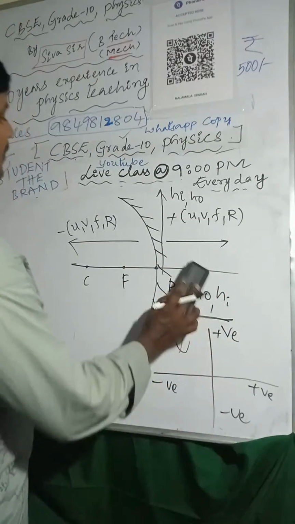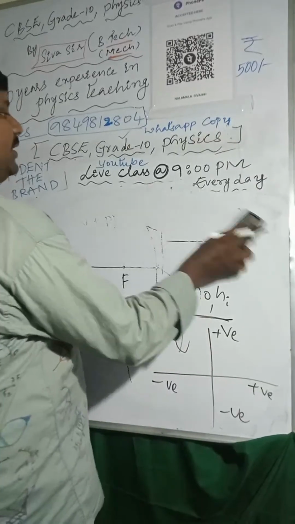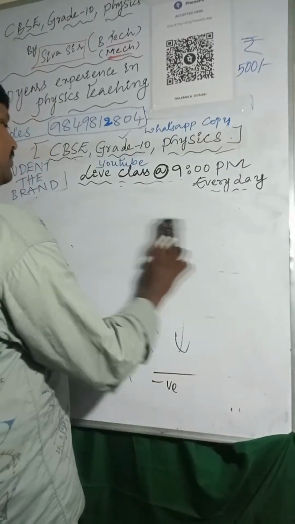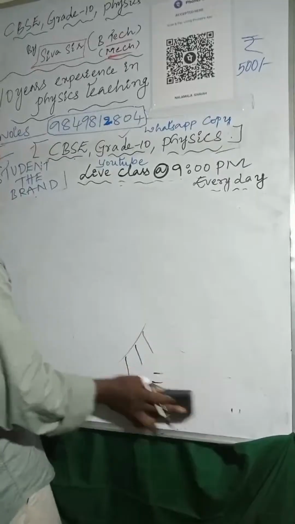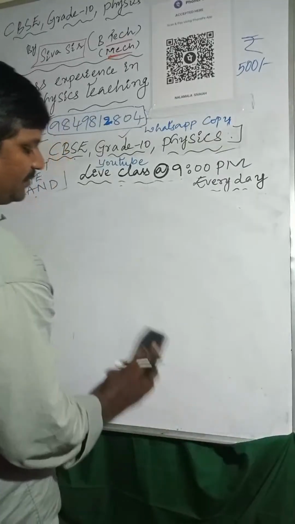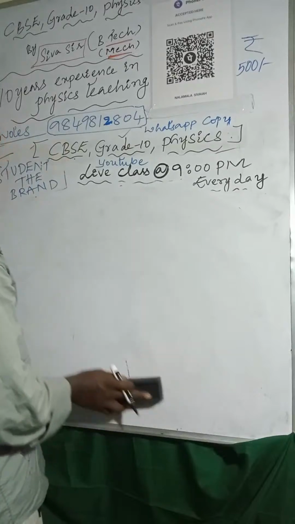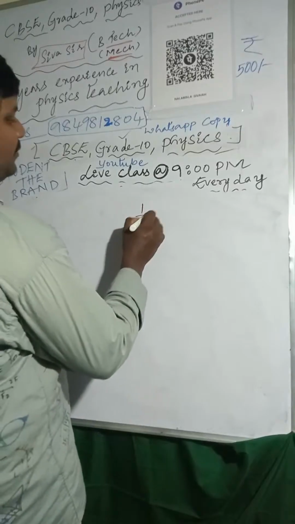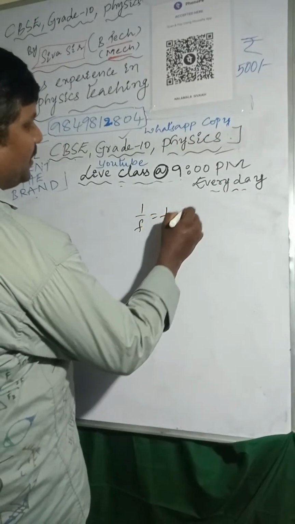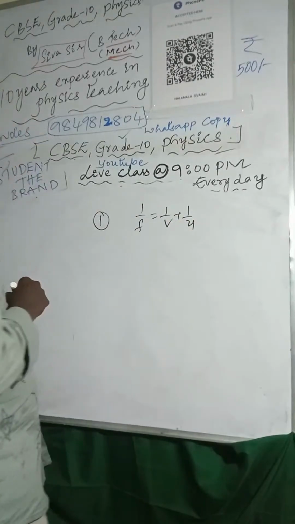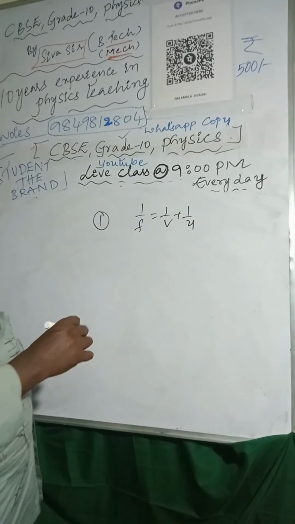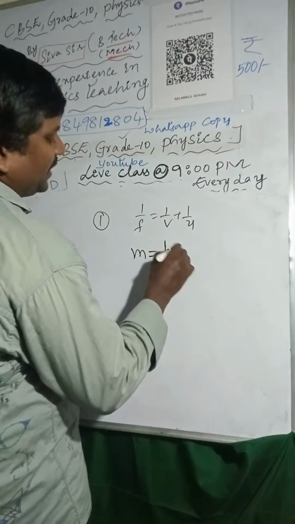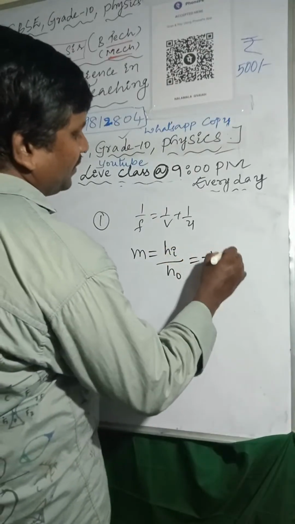Now we are going to the next one. Mirror formula and magnification. What is the mirror formula? 1 by f equal to 1 by v plus 1 by u. That is nothing but the mirror formula. Magnification is the height of the image by the height of the object, so magnification is minus v by u.